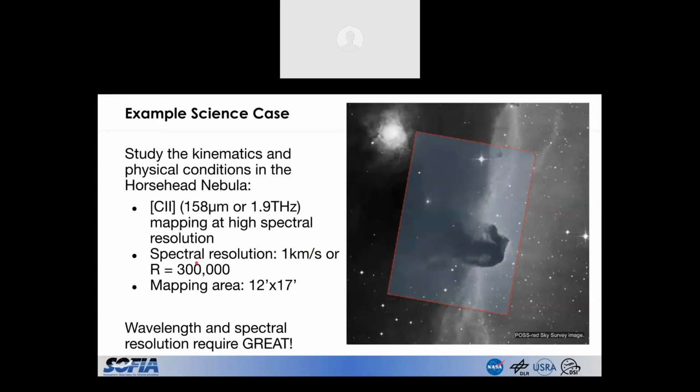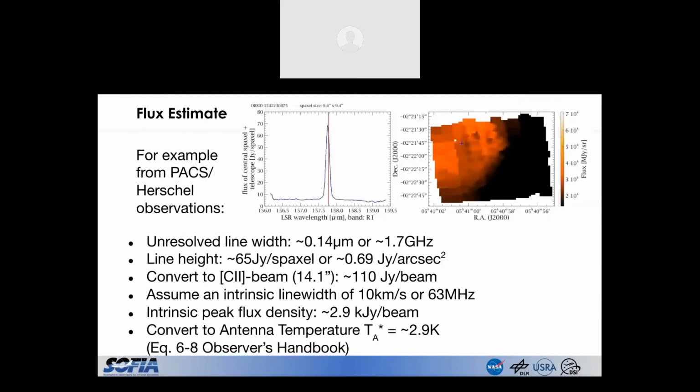The C+ wavelength requires GREAT or FIFI-LS. The spectral resolution here requires the GREAT spectral resolution, and thus this example. Now, we first need an idea of how bright the line is. I took an example which might be very applicable to your source. You might find a PACS Herschel observation for your source. Here I just quickly went to the postcard, postage stamp server, I think it's called. You can quickly grab a line here. It's not good for science, but for a rough flux estimate it should be good enough.